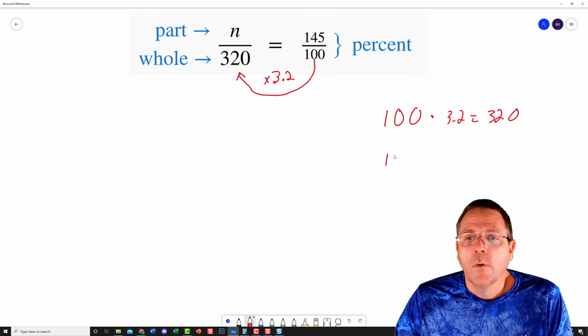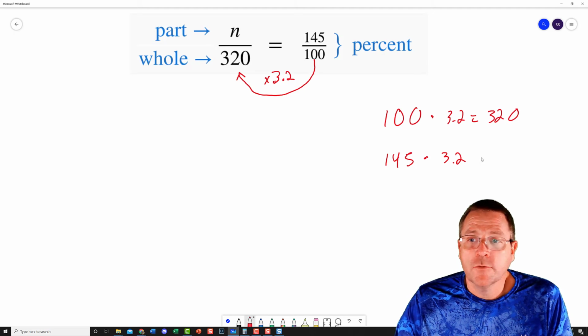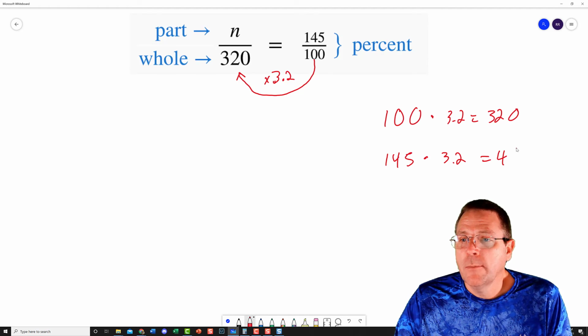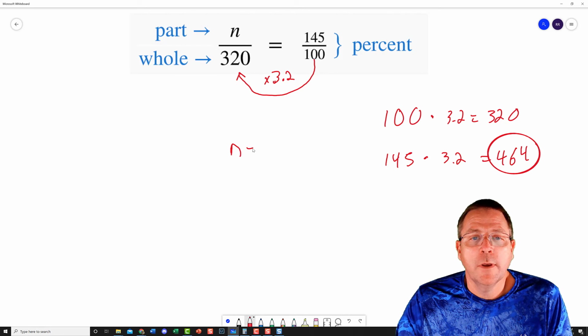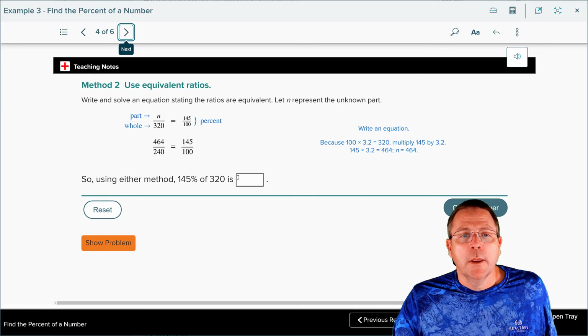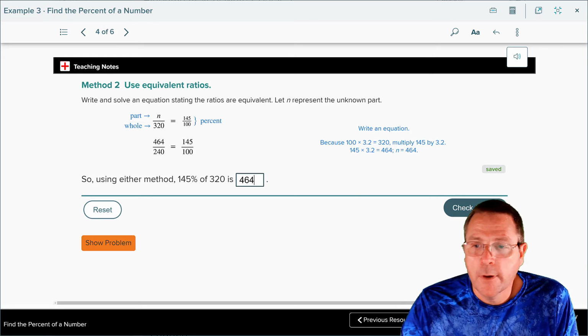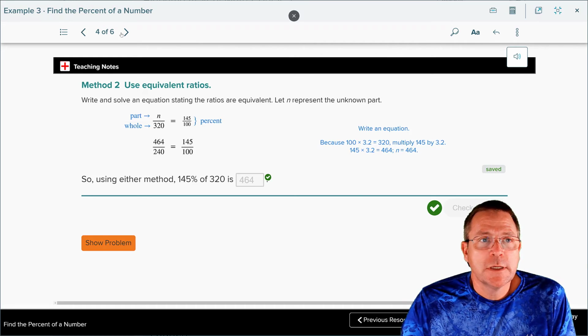Therefore, 145 times 3.2 is going to give us our answer, which is going to be the same 464 that we have seen the other ways we've done it. So n is now equal to 464. Once again, go back to our book and we can put in the same 464 right there. Lots of different ways to skin this cat.